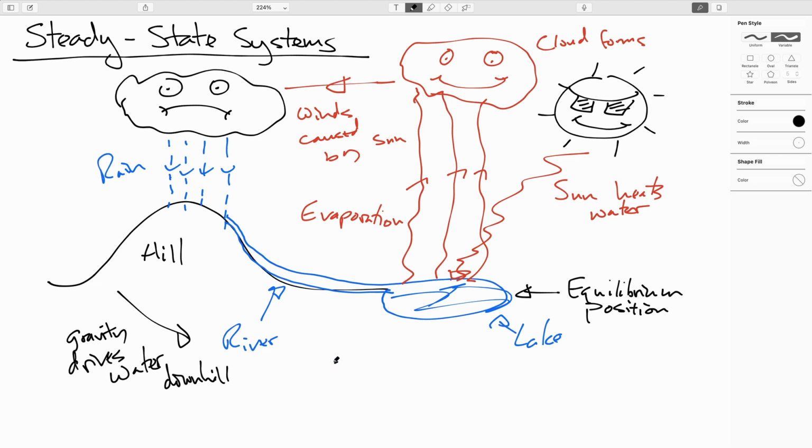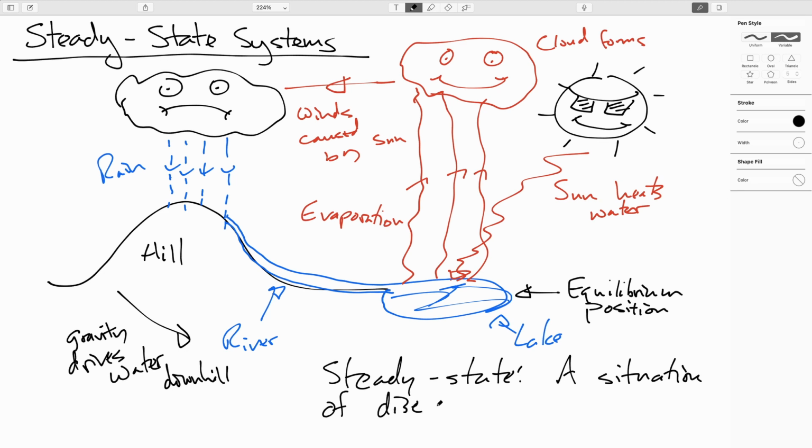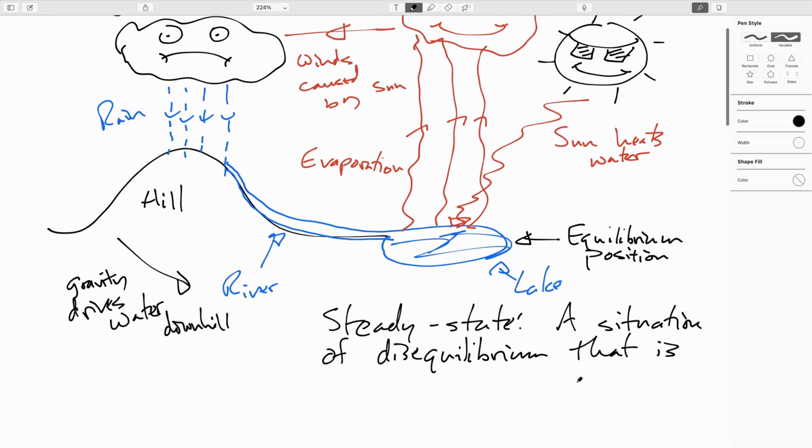So we say that steady state, which is what we call this kind of a system, is a situation of disequilibrium that is externally maintained at some level.